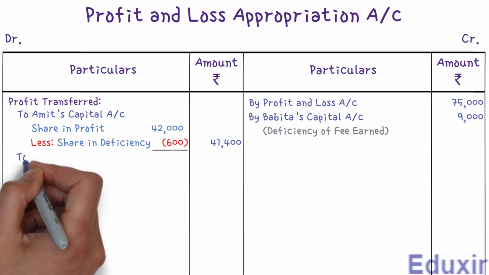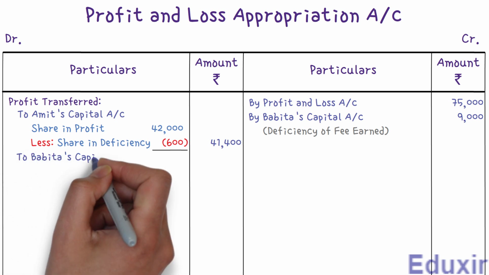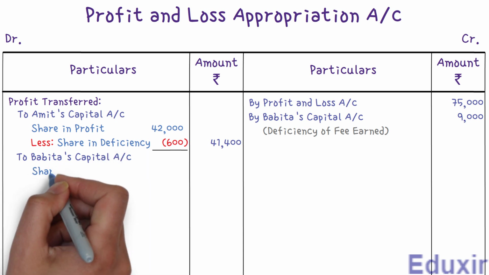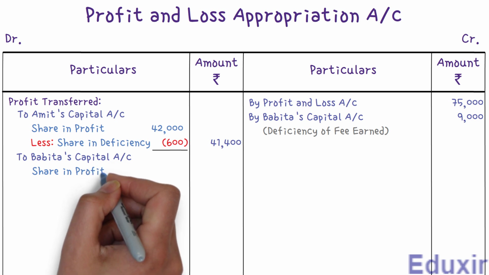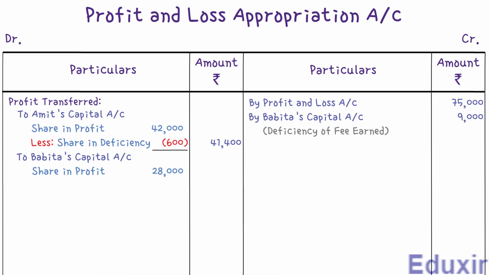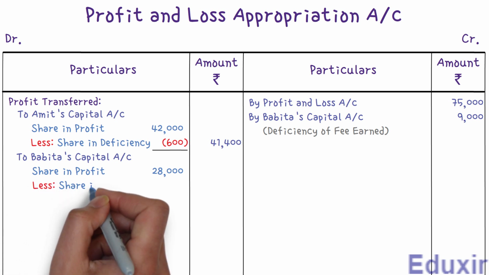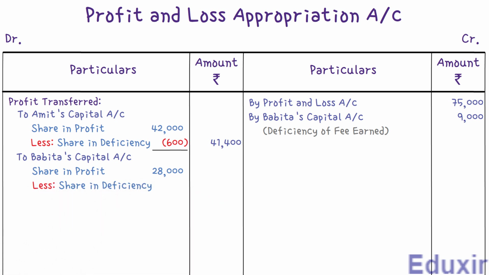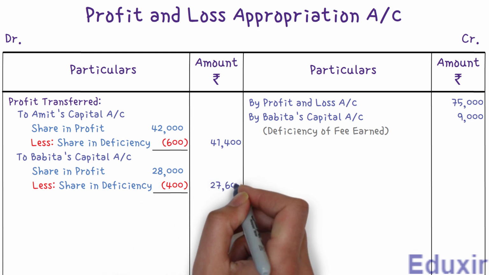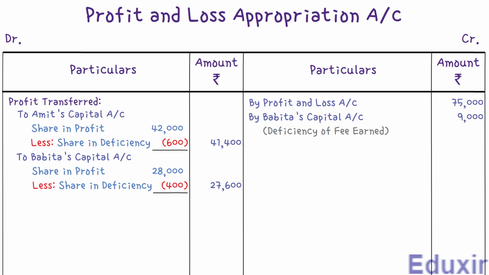Let's write this amount in the amount column. Let's then write to Babita's capital account. Let's then write partner Babita's share in profit calculated as per the profit sharing ratio, which is 28,000 rupees. From this, let us lessen her contribution to the partner Sona's profit share deficiency from guaranteed amount. This is 400 rupees. Now from 28,000 rupees, if we subtract 400 rupees, we get 27,600 rupees. Let's write this amount in the amount column.